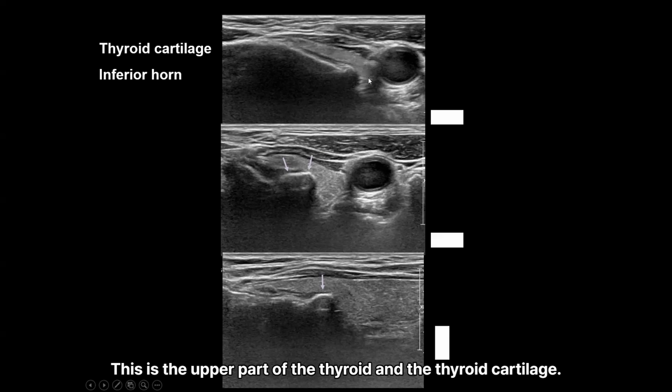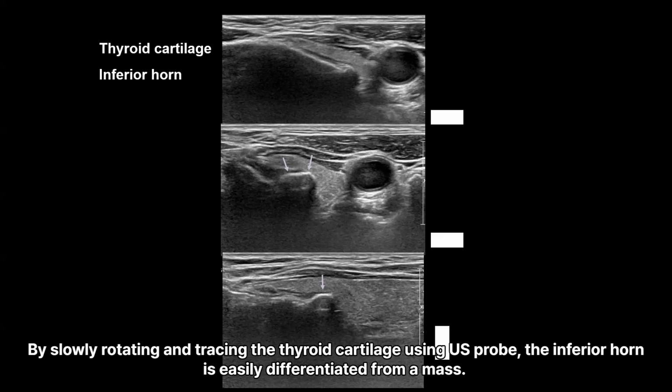This is the upper part of the thyroid and the thyroid cartilage. Slightly under, you can see prominent inferior horn. By slowly rotating and tracing the thyroid cartilage using US probe, the inferior horn is easily differentiated from a mass.